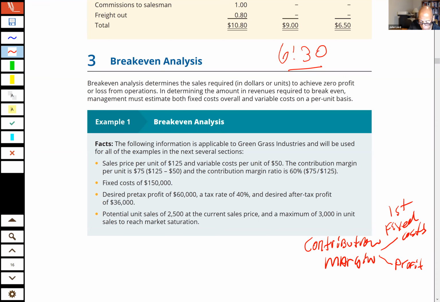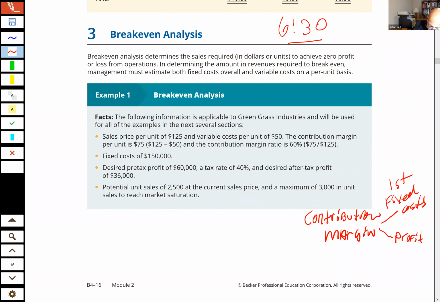Now, to calculate the contribution margin, the best way for us to study this is through examples. I don't even expect you to flashcard this at all. Our contribution margin is our sales price, and we often look at it as contribution margin per unit. So it's our sales price per unit minus our variable cost per unit. Okay, that gives us our contribution margin per unit.